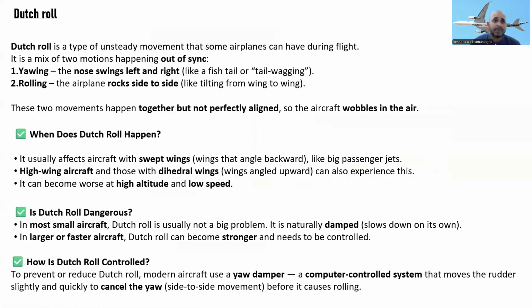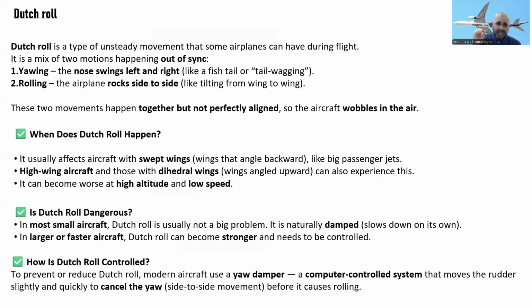Dutch roll is a type of unsteady movement that some airplanes can have during flight. It's a mix of two motions happening out of sync. Number one, yaw: the nose swings left and right, like a fish tail or tail wagging.